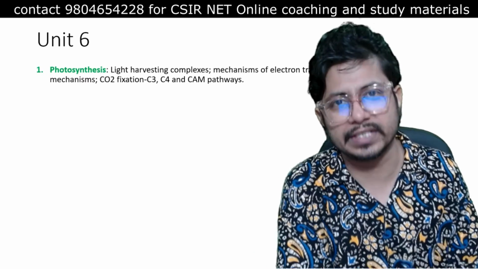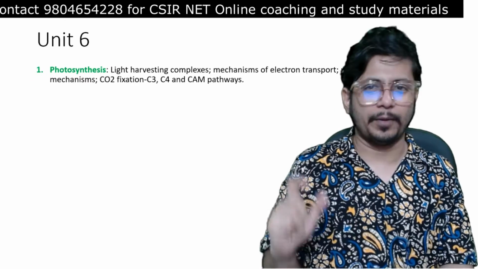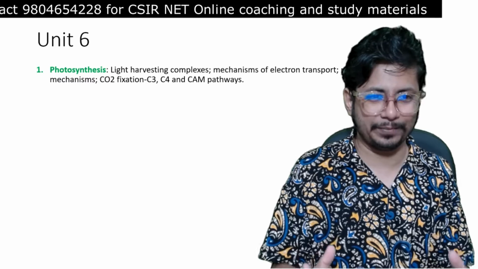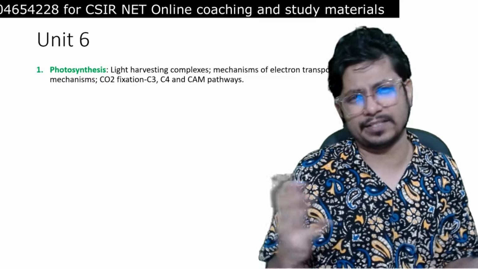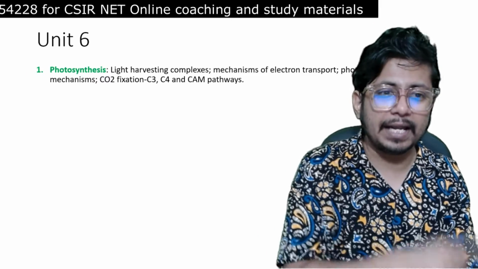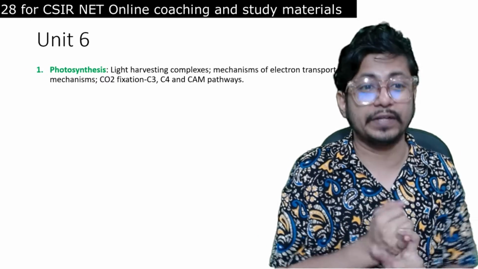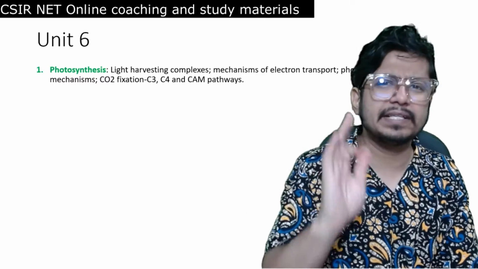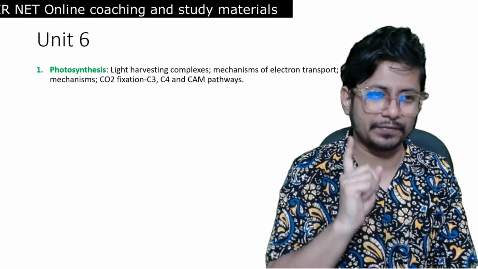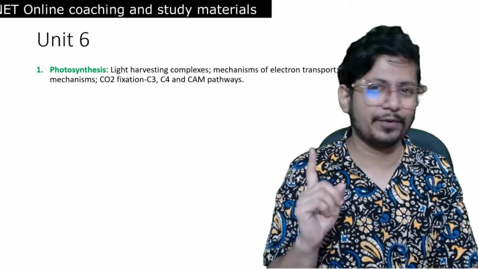The first one, photosynthesis, most important topic from unit 6. One of the most important topics, photosynthesis. Obviously the mechanism of light reactions as well as the Calvin cycle. But along with that, you need to know the CO2 fixation in C3, C4 and CAM plants and the comparison. In every single CSIR NET examination, there will be a question from this part of C3, C4, CAM plants.